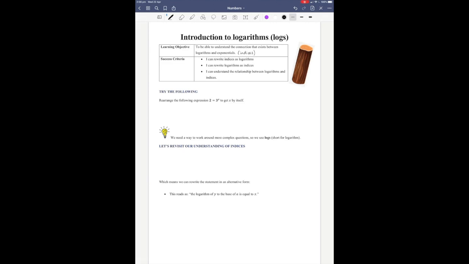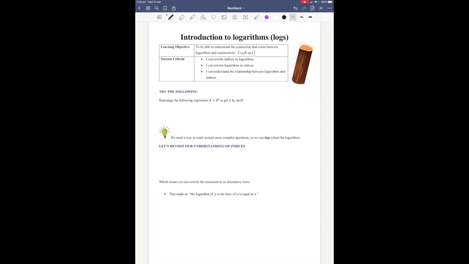So in this video, I'm going to be looking at introducing logs as a concept. The learning objective here is to be able to understand the connection that exists between logs and exponentials, or I'm just going to keep referring to them as indices. The success criteria here is that you'll be able to rewrite indices as logs, you can rewrite logs as indices, and you can understand the relationship that exists between logarithms and indices.